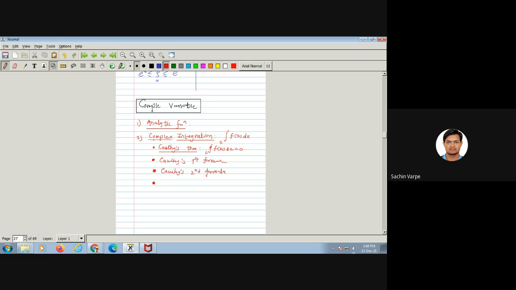Then one more theorem we have discussed is the residue theorem. Either we can use Cauchy's theorems to get the required integral, or we have the Cauchy residue theorem. It says if the function has a finite number of singularities, poles, inside the domain, then the integration over the closed curve C of f(z) dz is 2 pi i into the sum of residues.